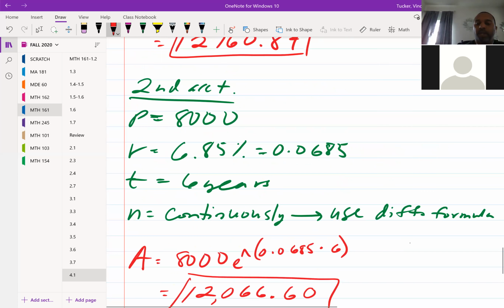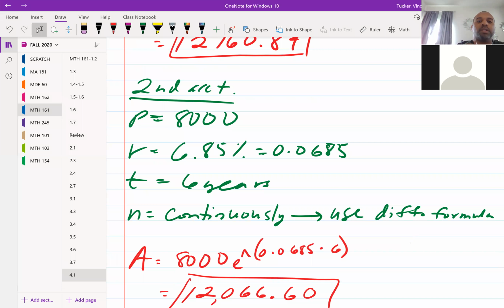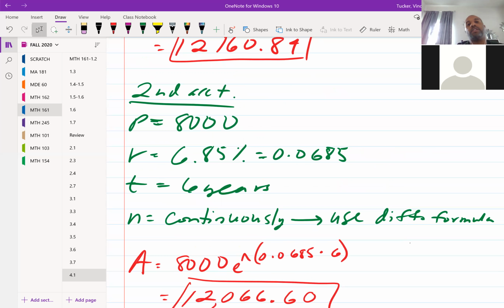So if we were to compare our money and what would be in the account after 6 years, our first account gives us $12,160.84, and the second account will give us $12,066.60. So this first one would be the better investment.